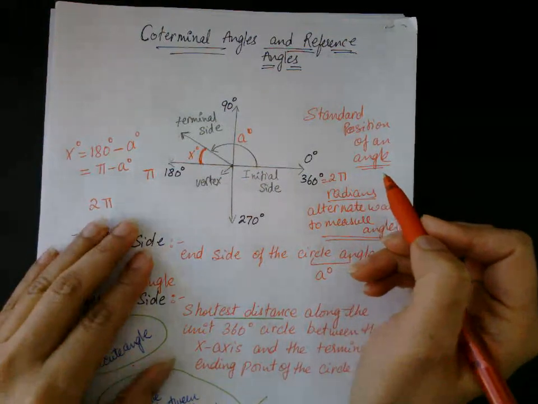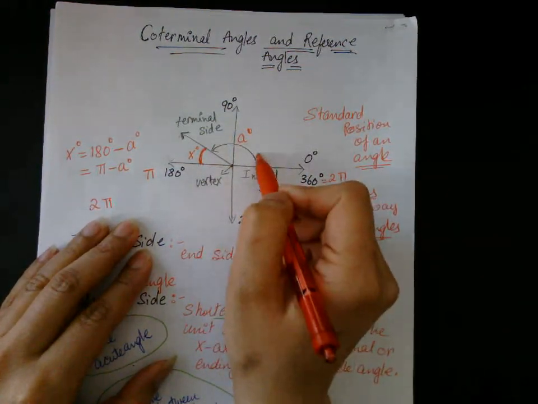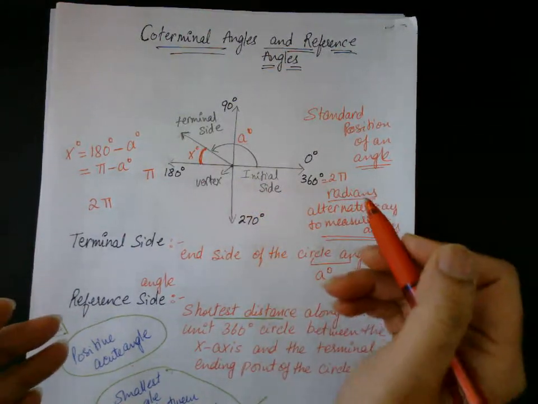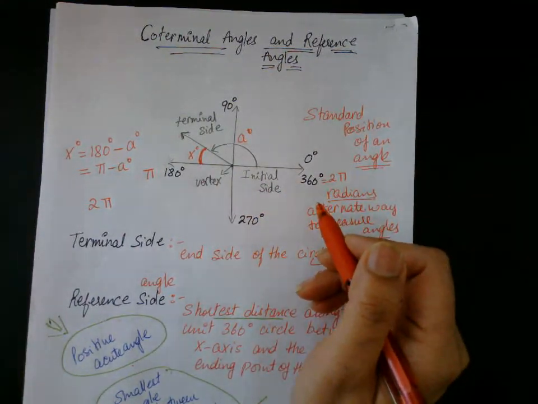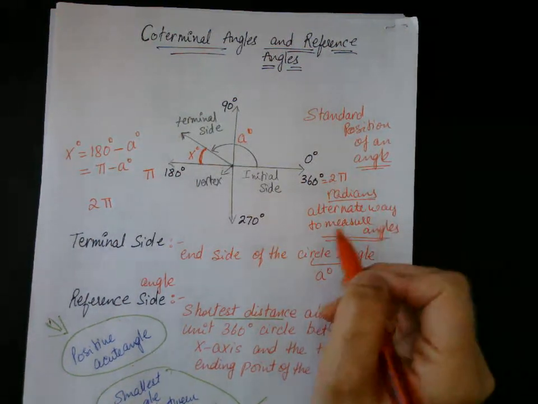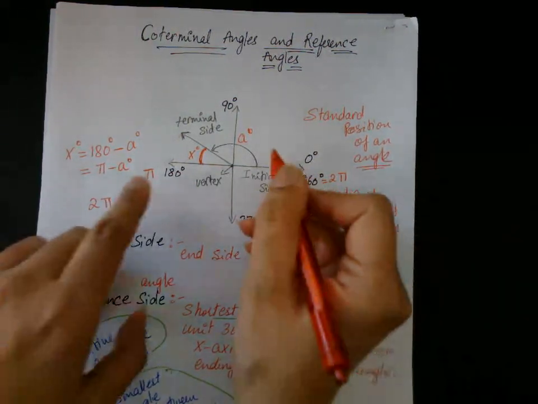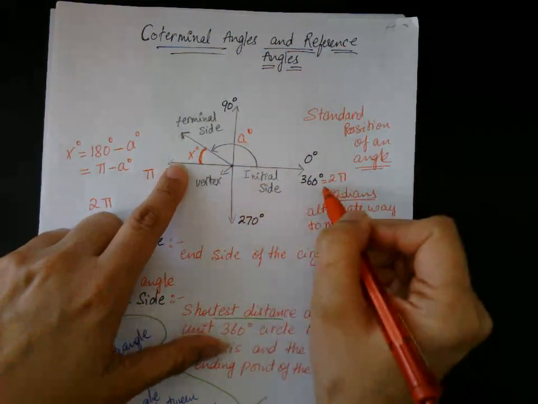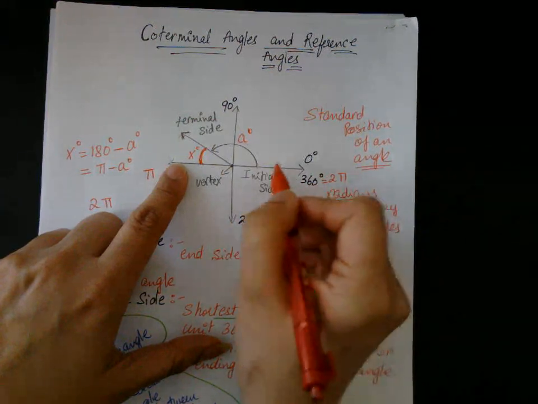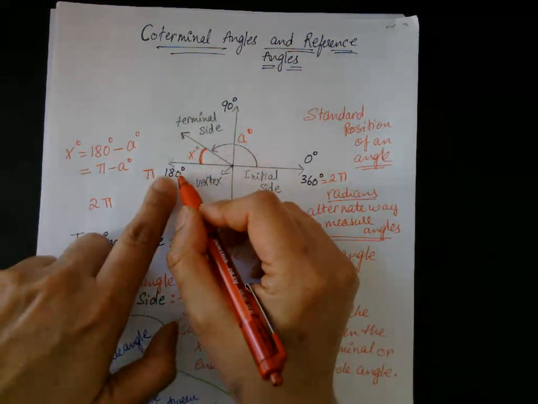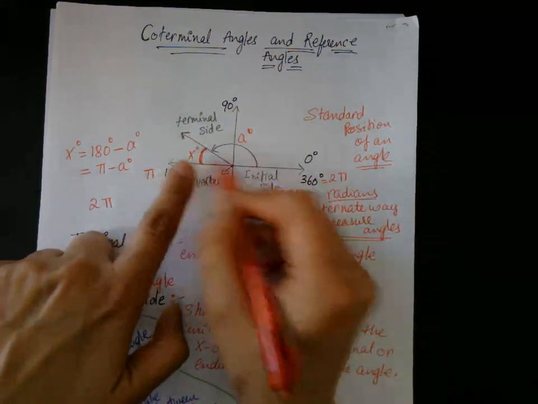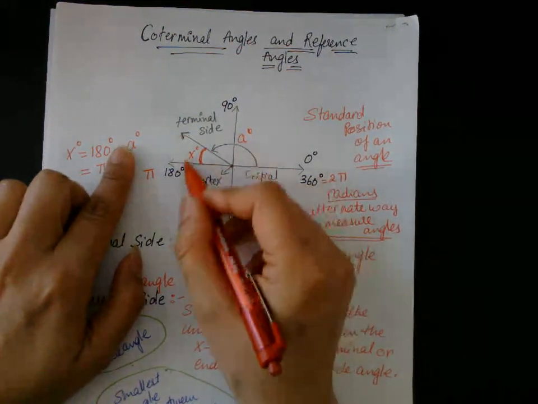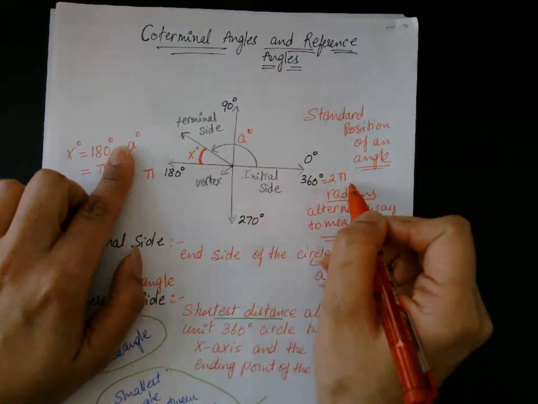Now, a few things. The whole entire circle is 360 degrees. Another way of representing 360 degrees is in the form of radians. Radians are nothing but an alternate way to measure an angle. The whole entire circle is 360 degrees, which is nothing but 2 pi. Up to this point, 180 degrees, the half semicircle, is nothing but pi. Pi plus pi makes 2 pi.